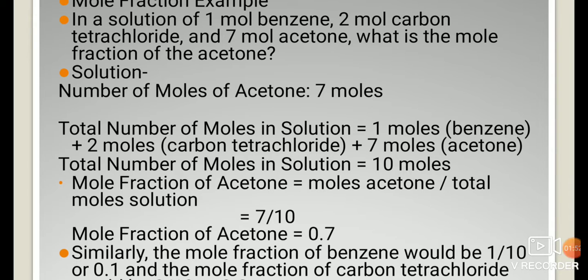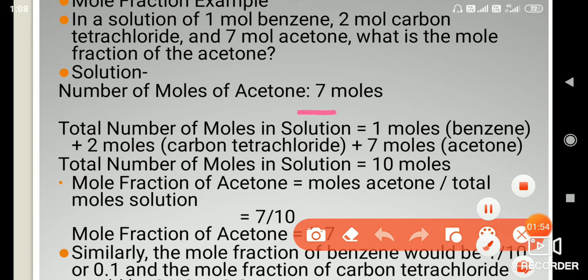So the number of moles of acetone is 7 moles, as given in the question. Now we have the moles of acetone, but the total moles of the solution has not been given. So we will find the total number of moles present in the solution by summing the moles of all the substances: 1 mole benzene, 2 moles carbon tetrachloride and 7 moles acetone. By adding all these, 10 moles of solution is obtained.